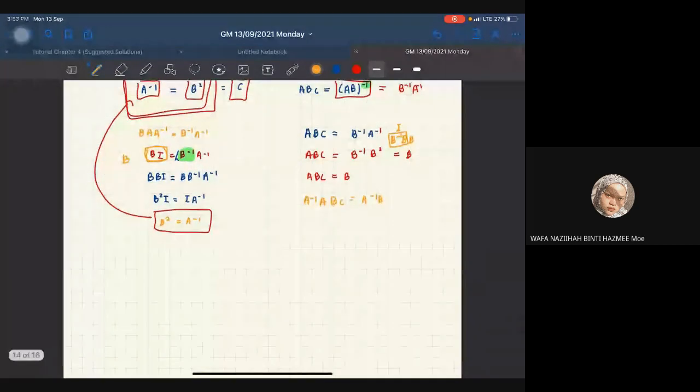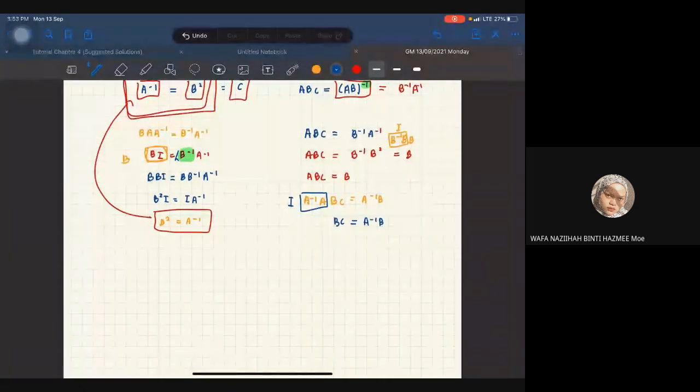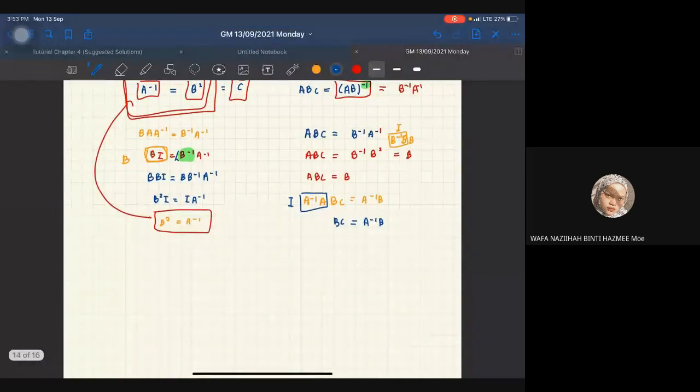Macam tu. Okay, so kat depan ni dah jadi identity. This one over here has become identity. So you have BC sahaja. Ni A inverse B. Okay, so settle dekat situ. Alright, so apa lagi yang kita boleh buat?